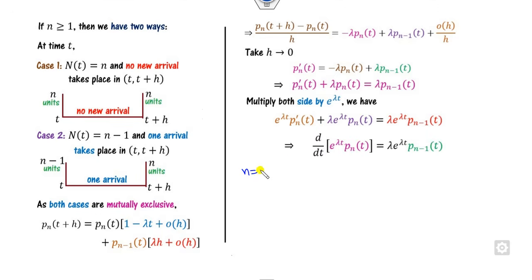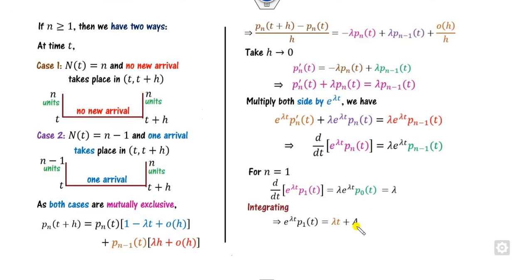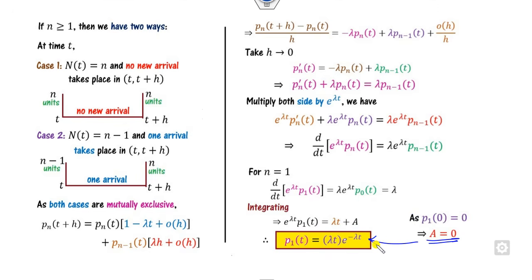This result holds for n greater than or equal to 1. So what will happen if n is equal to 1? We can substitute here. What is P0? We already derived P0 is here, so I can substitute P0 here. Now you can integrate on both sides and you will get this. How do you find this unknown constant? Because we know that P1 at 0 is 0, we can substitute here. This is 0 plus a, so a is 0. I can substitute here. Clearly the result holds for this one.